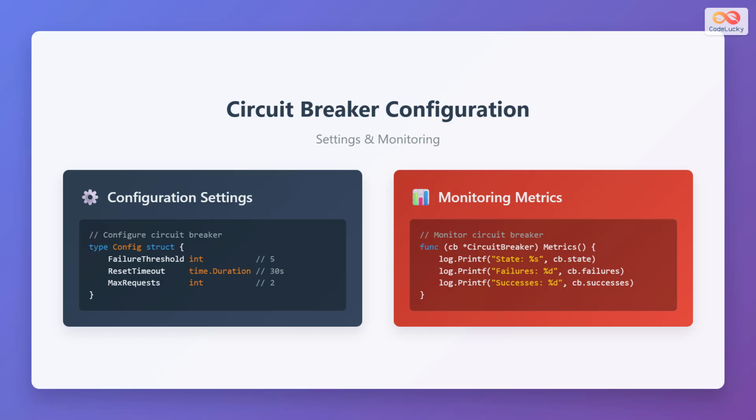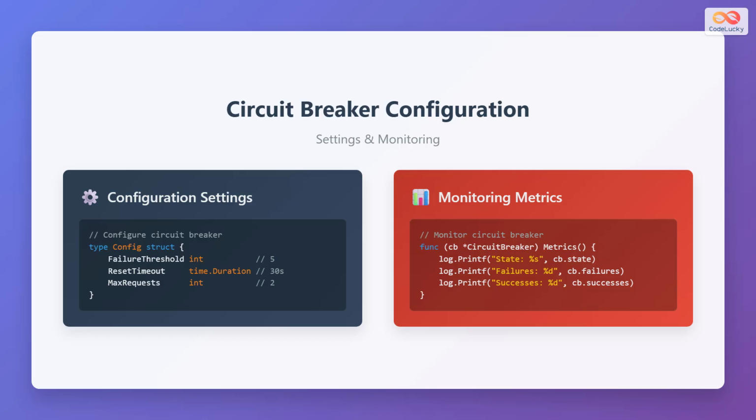Failure threshold determines how many consecutive failures trigger the circuit to open. Reset timeout specifies how long the circuit stays open before transitioning to half-open state. And max requests defines the number of requests allowed in the half-open state to test service recovery. These values should be tuned based on your specific service requirements and acceptable failure rates.